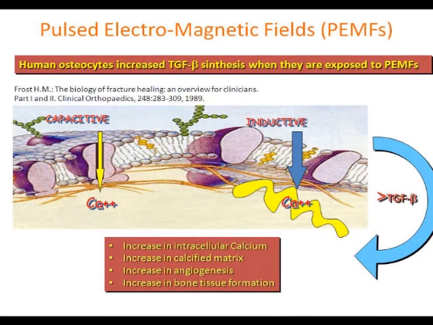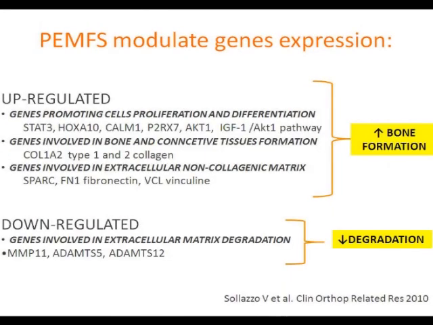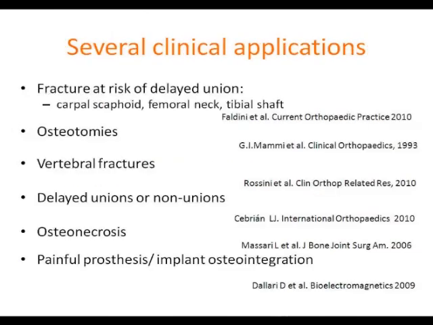But both ways, they are able to increase the synthesis and the production of TGF-beta by the osteocytes, and they can induce the calcium metabolism inside the cells. So they are really useful for that. They are also able, according to this paper, to upregulate some genes controlling the bone formation and downregulate other genes controlling the bone reabsorption. So they have several clinical applications. Fracture at risk of delayed union, osteotomies, vertebral fractures, osteonecrosis, painful prosthesis, and the implant osseointegration.